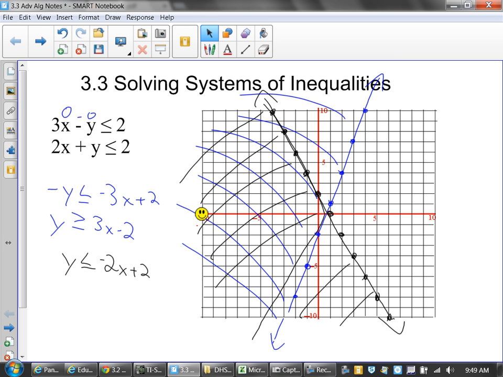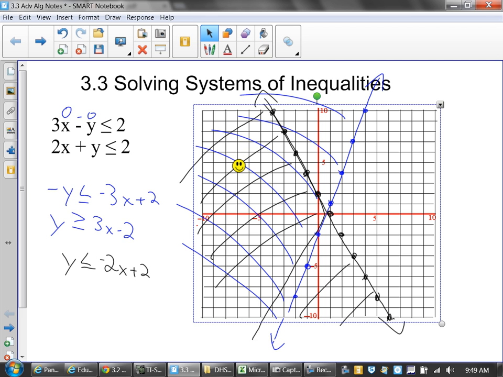But that's the false area. Excuse me. No, it's a true area. Remember, we always cover the true. So any point that's in this double shaded region would be a solution to both of the inequalities. All right, so that's kind of what we wind up doing.